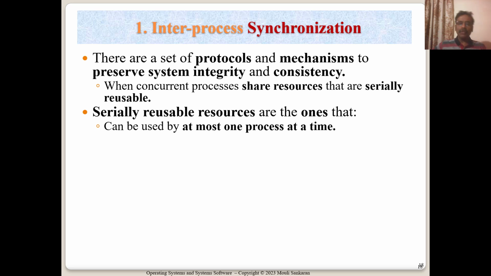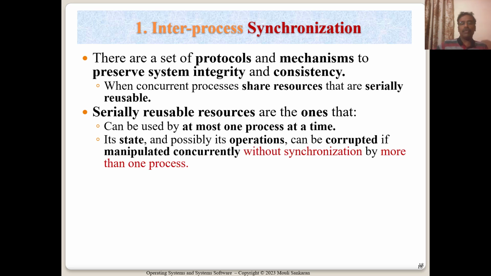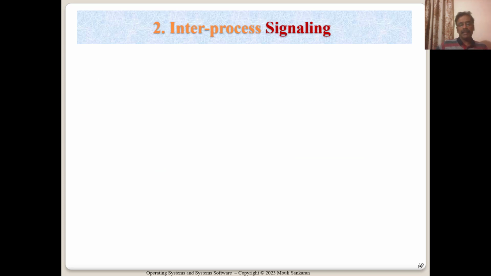So for that you need some mechanisms, which is Semaphore or Mutex. Spin lock is one method of achieving this, and we'll learn more about each of them. This is only an introductory lecture about inter-process communication.